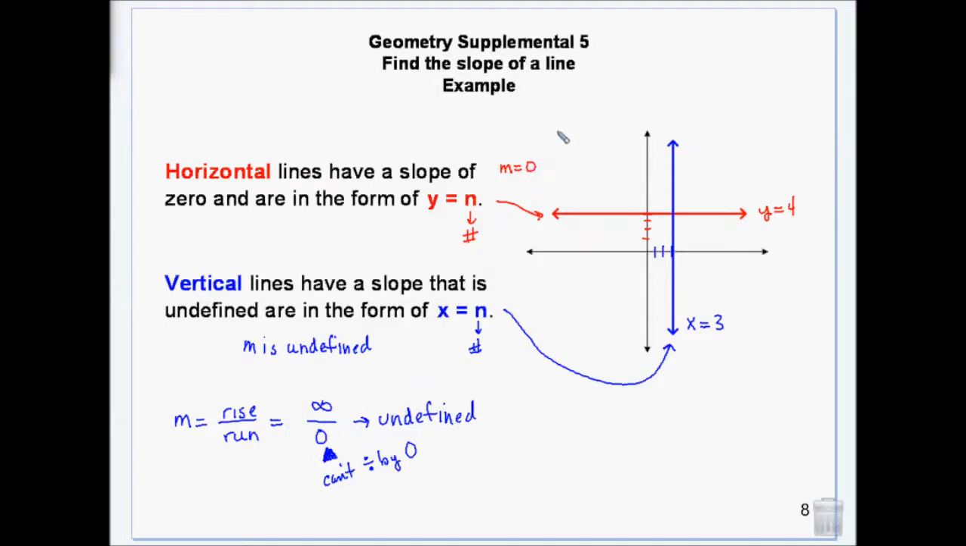Here, the reason the slope is 0 is because my rise is 0, and my run is infinity. And 0 divided by anything equals 0. So 0 on top, cool, no problem. 0 in the denominator is not allowed.